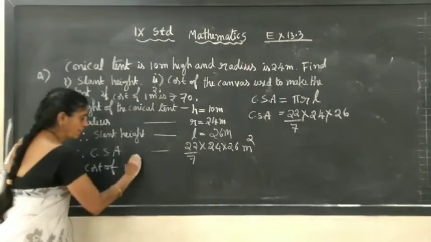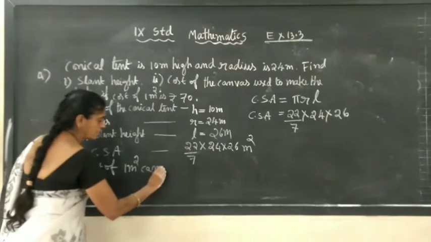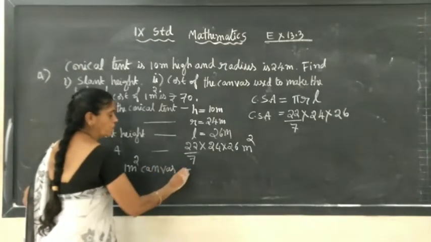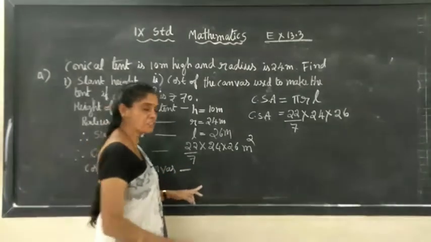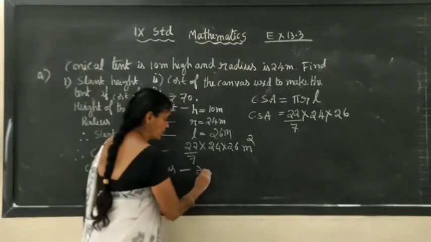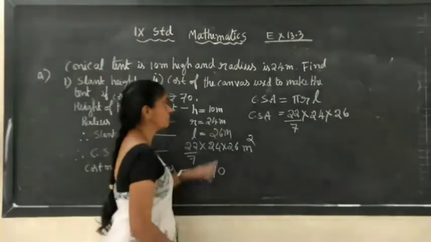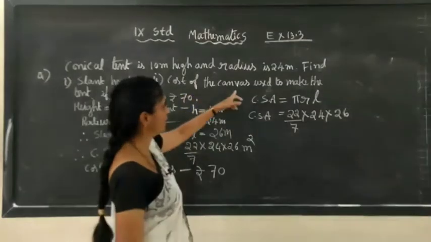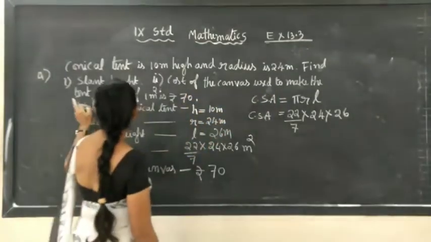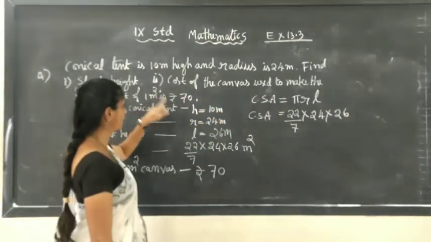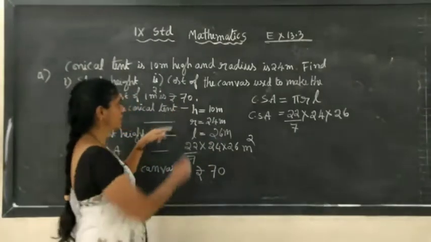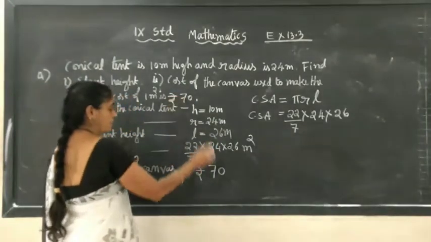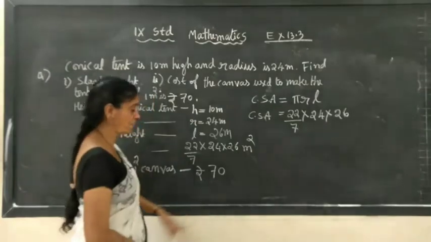1 meter square canvas. For 1 meter square canvas, how much rupees do you have to pay? It is rupees 70. Rupees 70 you have to pay. Cost of the canvas used to make a tent. If cost of 1 meter square is, sorry, rupees 70.